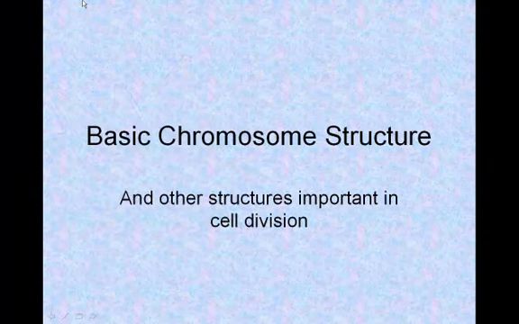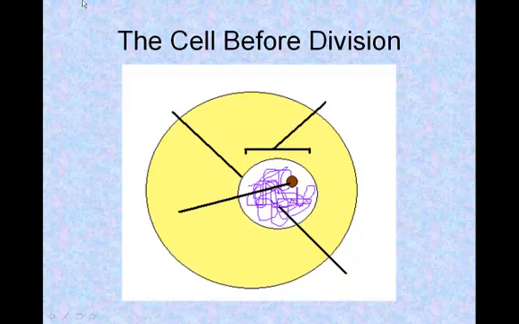So before we can talk about the cell cycle, we need to talk about a couple of basic structures that you need to know. And these are on your note sheet, so you can just fill this in as you go through the note sheet. So this is what the cell looks like before it starts to divide.